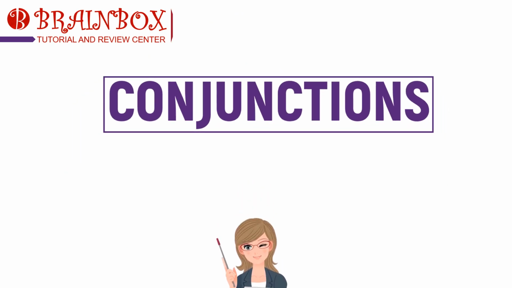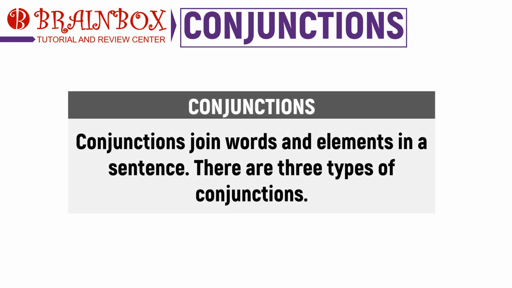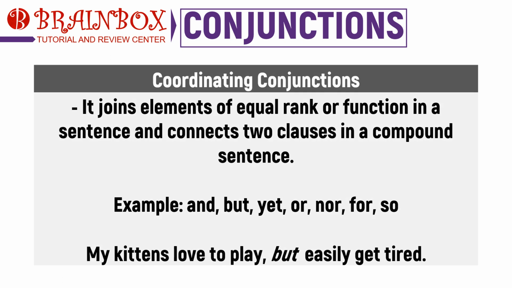Conjunctions join words and elements in a sentence. There are three types of conjunctions. First, coordinating conjunctions. It joins elements of equal rank or function in a sentence and connects two clauses in a compound sentence. Example: and, but, yet, or, nor, for, so.